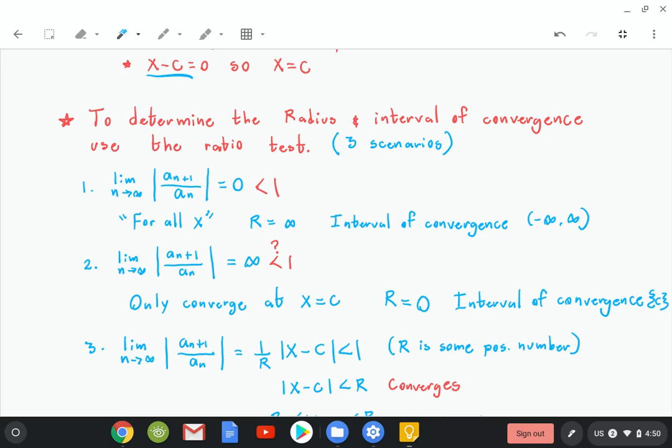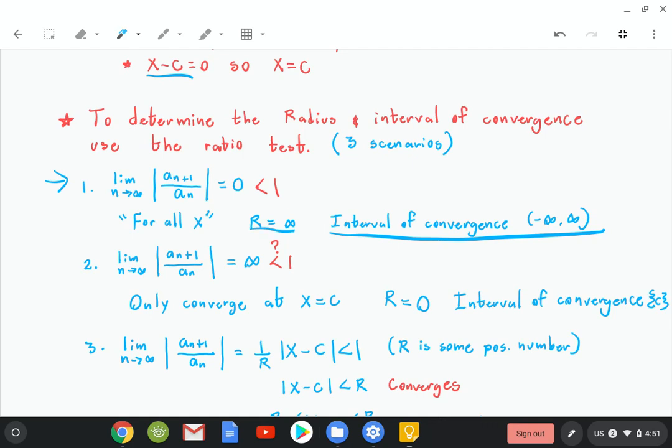So this is the first scenario. If you take the limit and you get a 0, then since 0 is always less than 1, for all x's, it's basically going to be convergent everywhere. And that's what this means. So you're going to be convergent everywhere, and the radius of convergence is also going to be infinity, all right?